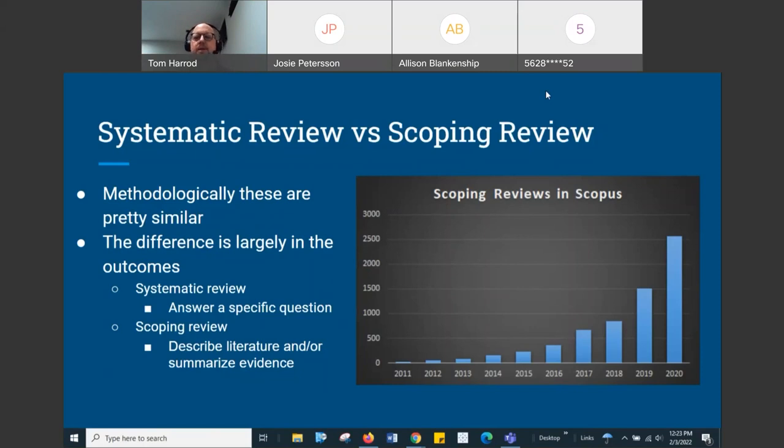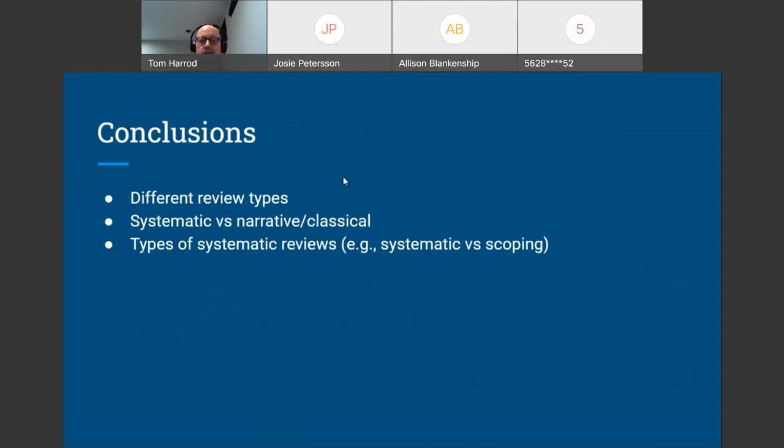And so I just want to point that out because I think a lot of times people don't really consider a scoping review. Like, I want to do a systematic review, as if that's the only option, but there are other options. So in conclusion, let's see, yeah, coming towards the end of time. There are different review types. There's the classical narrative review versus the systematic review, and then there are types within systematic reviews. What I've described, systematic versus scoping.